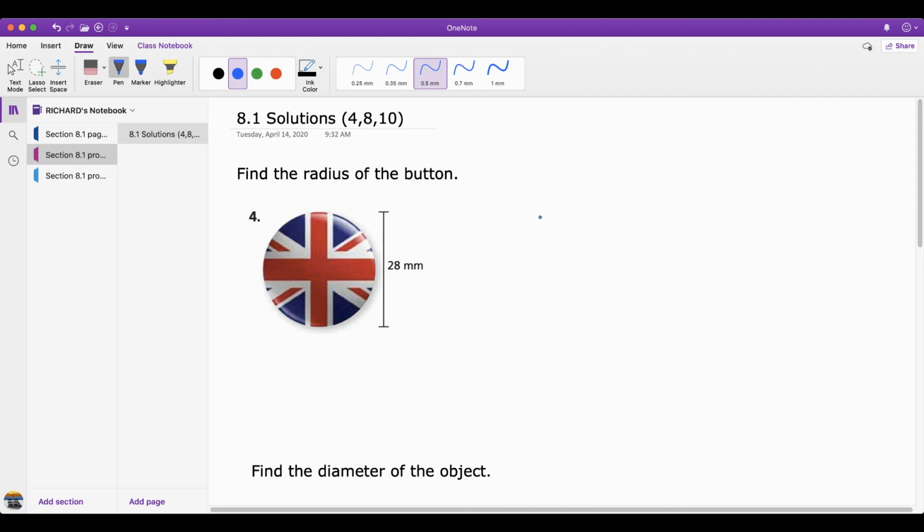Hey everybody, Mr. Odom here, and I wanted to work out some of the problems out of the textbook just to do a couple examples. I basically assigned you guys the even problems. I'm sorry, I assigned you the odd problems. And by the way, the odd problems, the answers are in the back of your textbook. So I'm going to work out some of the even problems so you can just see how to work through some of these.